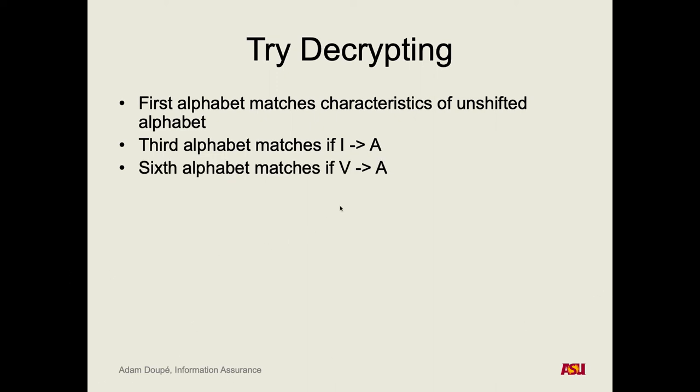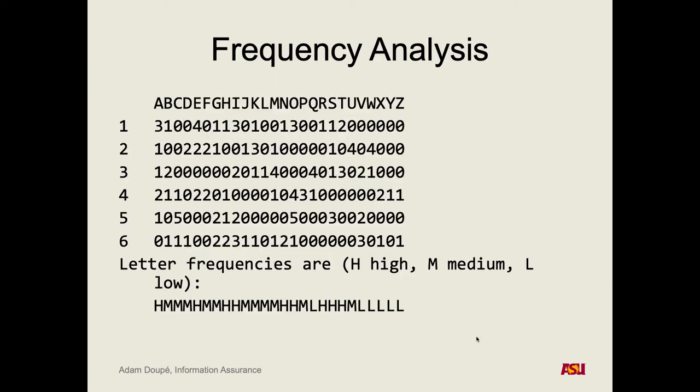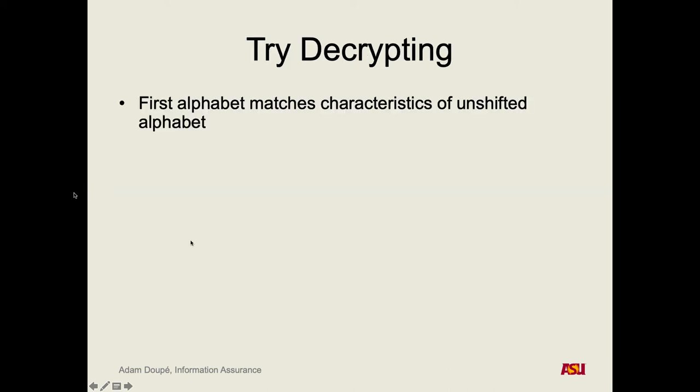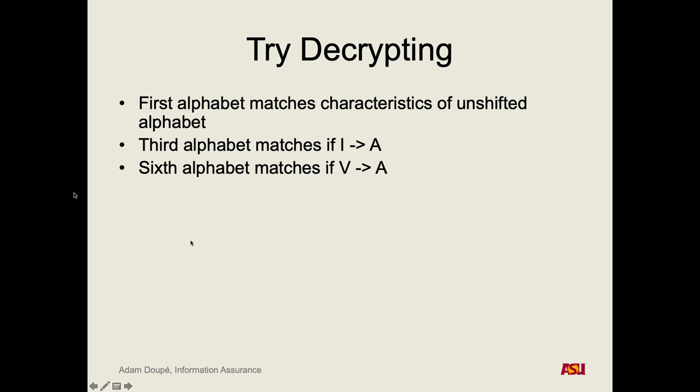Okay, and we can look at the sixth alphabet, just roughly looking at it. Yeah, okay, so V, here's another grouping of zeros. So shifting all of those to Z would map V to A, and you can see that the other ones kind of map up too.